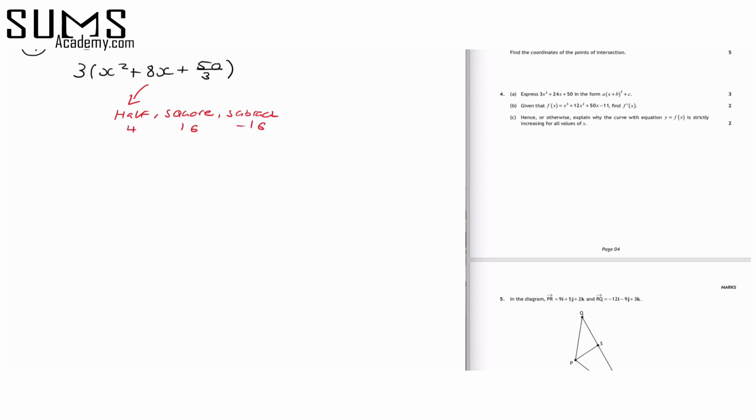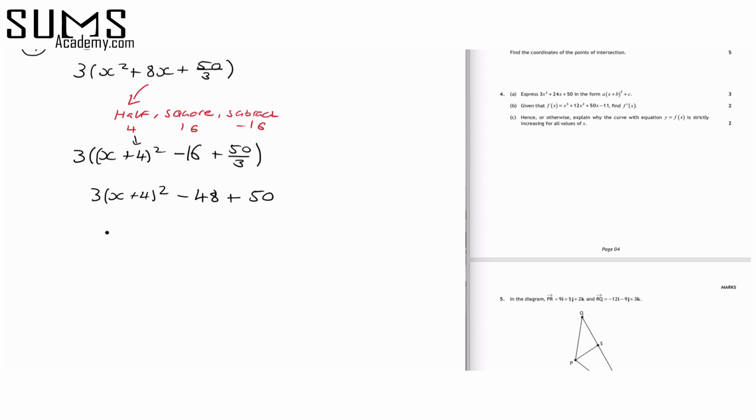And then we just substitute this into our expression. So this becomes 3 times (x plus 4) all squared, and then you minus the 16, then you plus the 50 over 3. And then you just simplify this expression. So this then becomes 3(x plus 4) squared minus 16 times 3, which is 48, and then you plus 50.